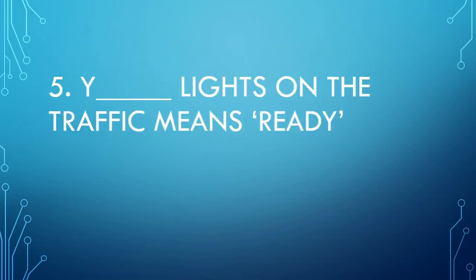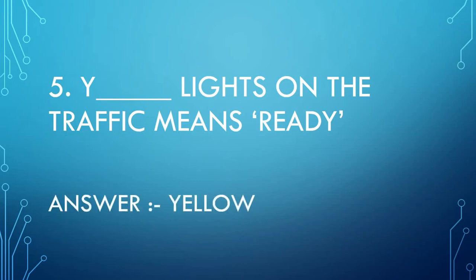Number 5. Y dash lights on the traffic means ready. Okay, it starts with Y. So I'll not ask you to wait for the answer. Here is the correct answer. Yellow. There are 3 lights, green, red and yellow. So obviously the word starts with Y, so it should be yellow. Yellow lights on the traffic means ready.